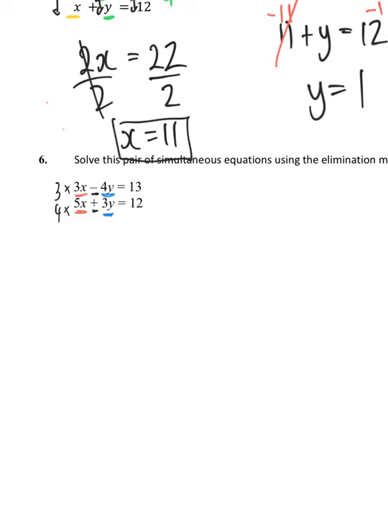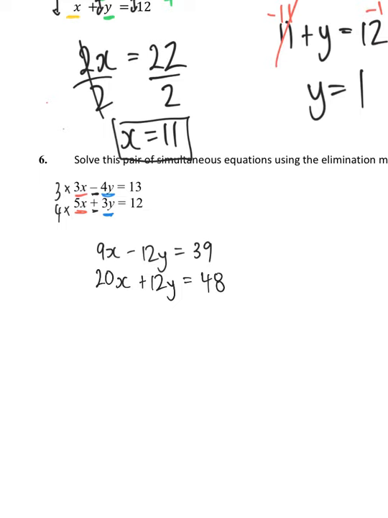Anyway, I'm going to multiply the top equation by 3. So 3 times 3x is 9x. Negative 4 times 3 is negative 12y. And 13 times 3 is 39. Then 4 times 5 is 20x. 4 times 3 is 12y. And then 4 times 12 is 48.